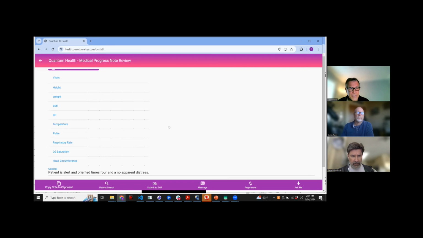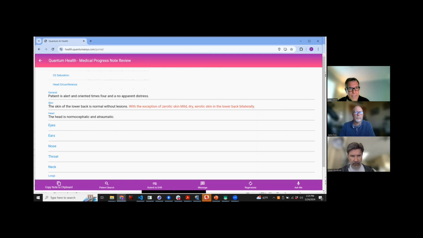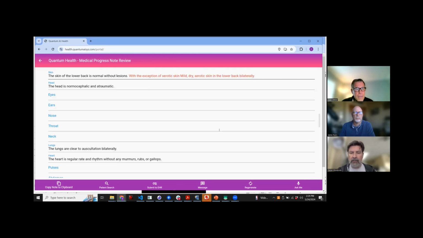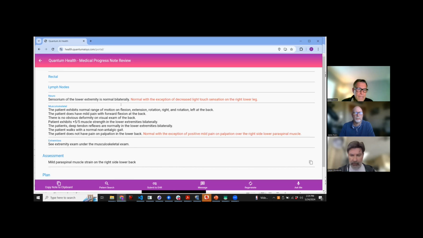Physical exam, the vitals would come in from the EHR. The physical exam is normal with the exception of the dry xerotic skin, lower back bilaterally. We didn't do any kind of eyes, ears, nose, throat. There's nothing there. Heart and lungs were normal. Neurologic, normal with the exception of decreased light touch sensation, and musculoskeletal, normal with the exception of positive mild palpation on the right side lower paraspinal muscle.